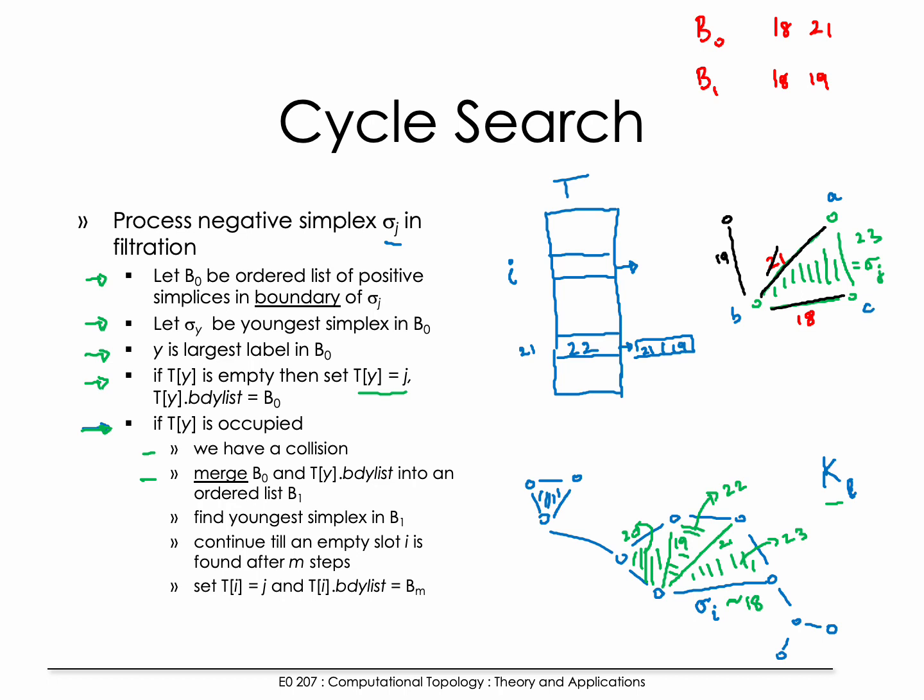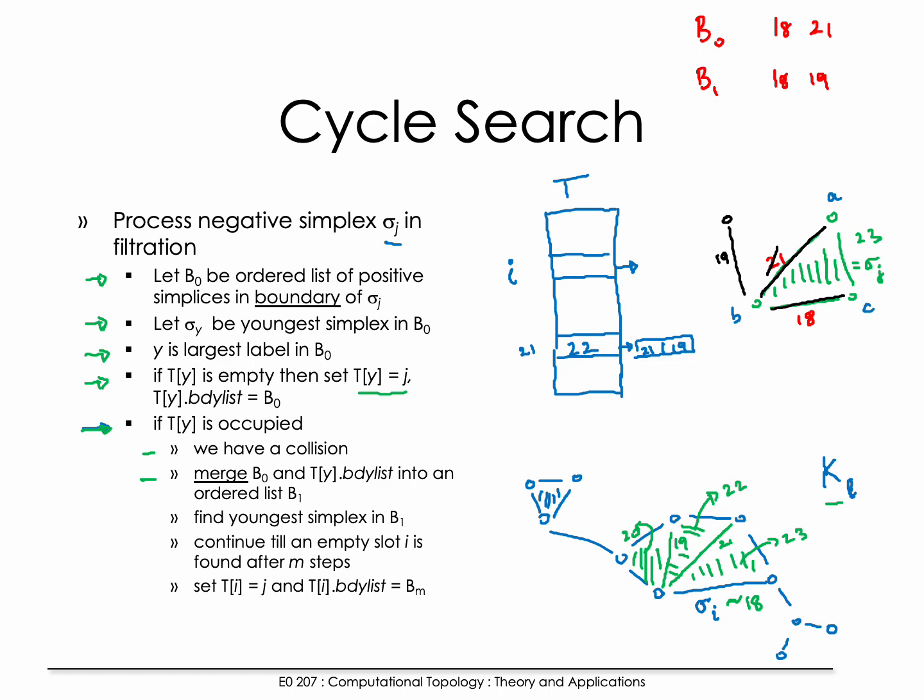That's what we did with the collision to find that 21 was paired with 22, so when we merge the boundary list of 21 with B sub 0, we have a new representation of the cycle that existed at that particular moment, right? So this is what we have now, 18 and 19.